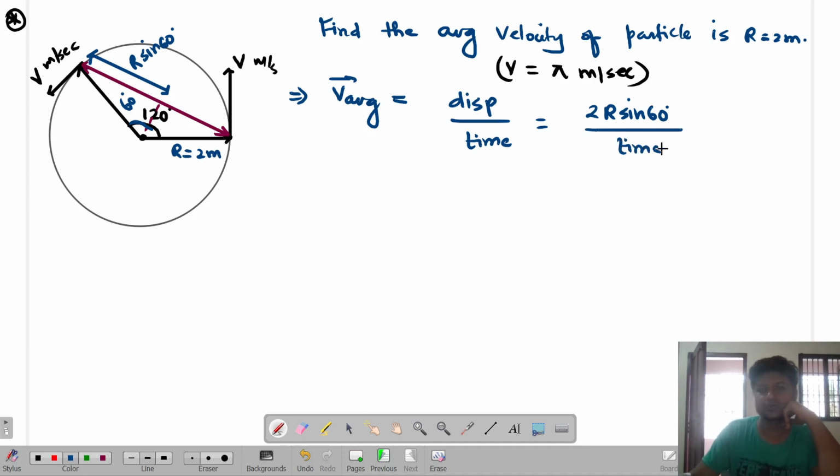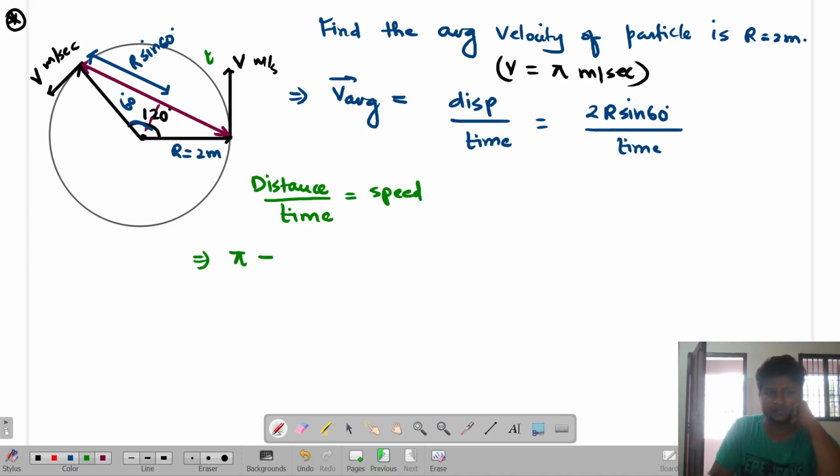But time taken जो है, what is time taken? Time taken is nothing but the time taken along this arc, isn't it? This is my time. So how to find this time? That is, arc is a distance. So I will apply distance by time is equal to speed. Speed is already given, and that is pi meter per second. So speed is equal to pi.